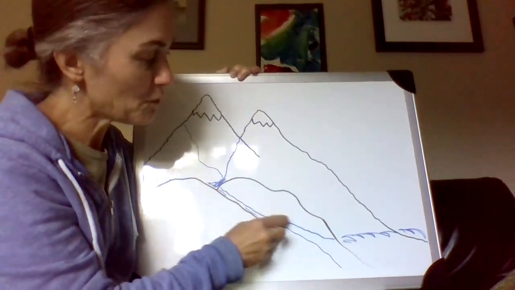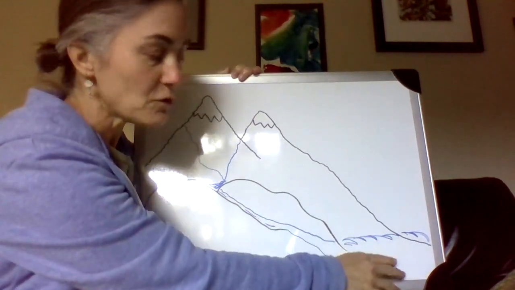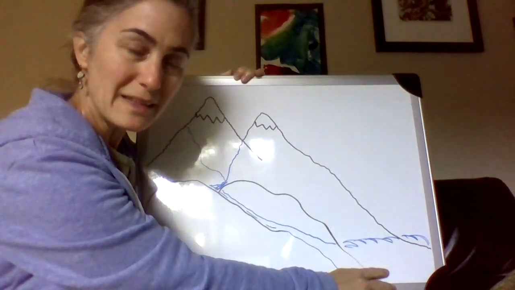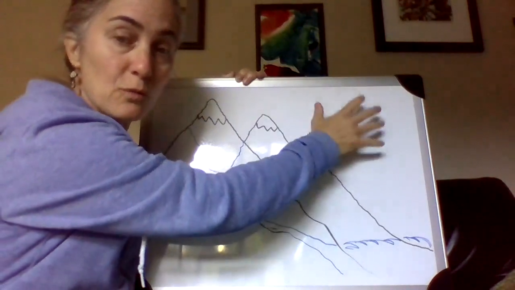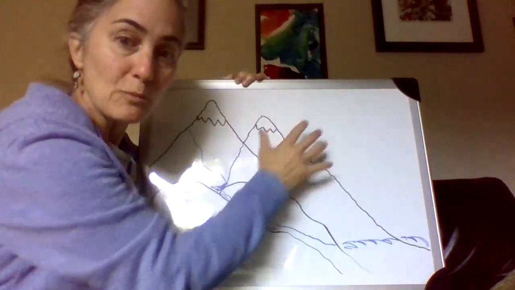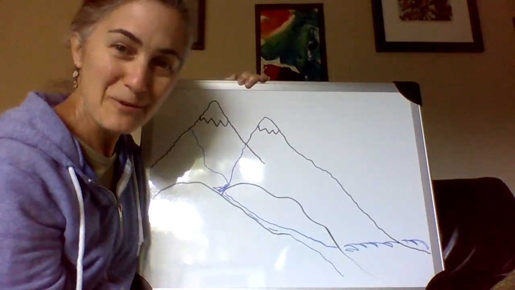You're going to fill in your water for your river and your ocean. You could put some ocean creatures in if you want. You can add some weather in the sky. Maybe there's a rainstorm, maybe there's sun. You can put some birds in the sky. I can't wait to see what you do.